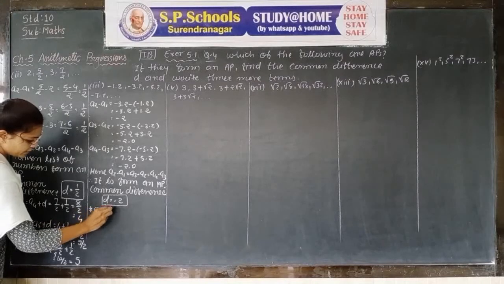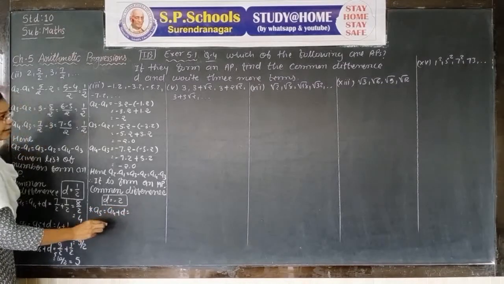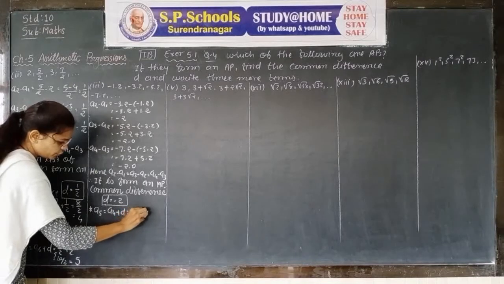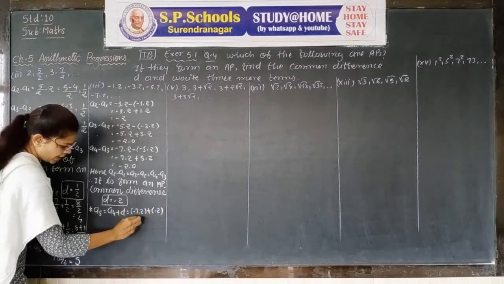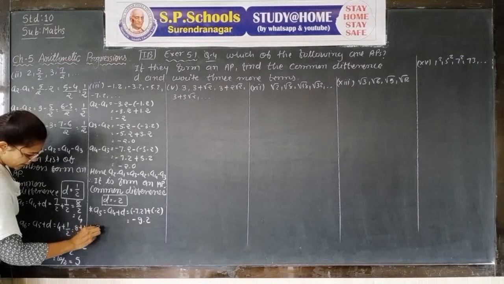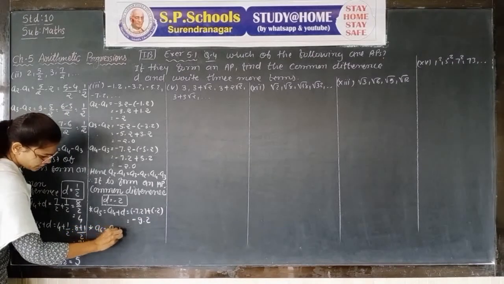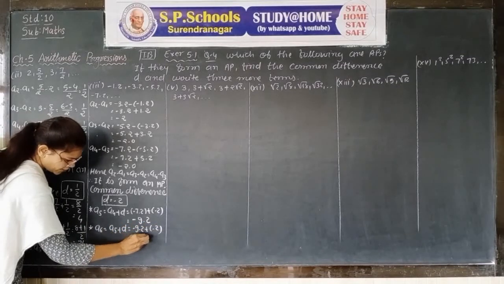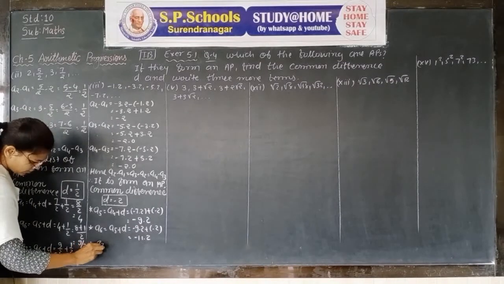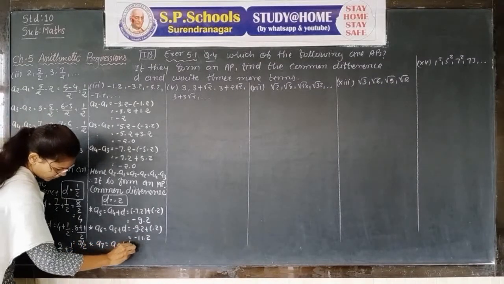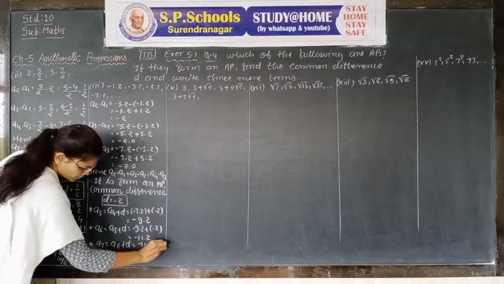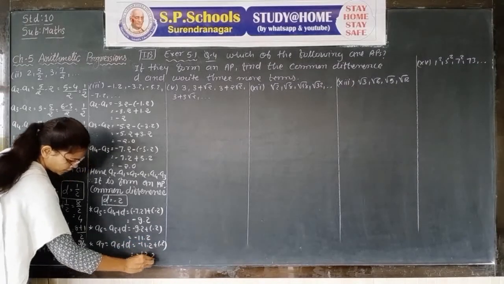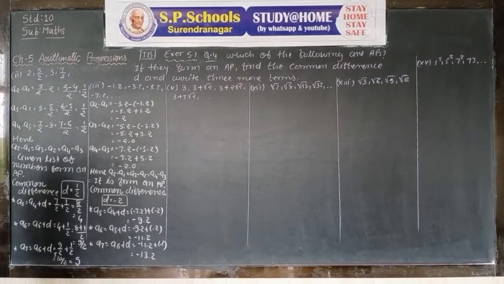Fifth term a5 is equal to a4 plus d, where a4 is minus 7.2 plus minus 2, which is minus 9.2. a6 is equal to a5 plus d, where a5 is minus 9.2 plus minus 2, equal to minus 11.2. And the last, seventh term is equal to a6 plus d, where a6 is minus 11.2 plus minus 2, equal to minus 13.2. The required next three terms are minus 9.2, minus 11.2 and minus 13.2. Let's see the next.